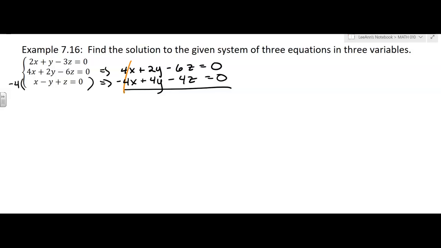Okay, the x's cancel out. Then we get 6y minus 10z equals 0. So the goal would be to try to find 2 more equations so we could eliminate x. So now, don't multiply by -4. Let's multiply by -2. Okay, so I'm going to copy the top equation, 2x plus y minus 3z equals 0. And then I'm going to distribute here again, but this time with a -2.